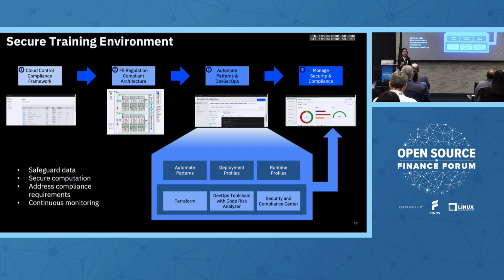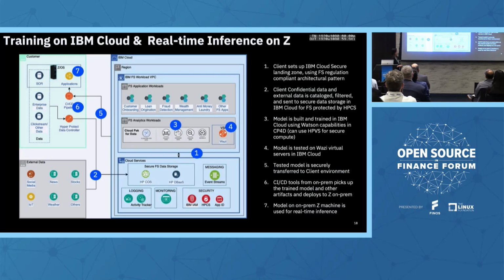So I can go into IBM Cloud, click a button, and choose whether I want to set up a container-based, VSI-based, or classic environment. So for me, I just set up that environment, and then I have all the controls configured. I can go to my Security and Compliance Center to do continuous monitoring. So this is kind of the flow.